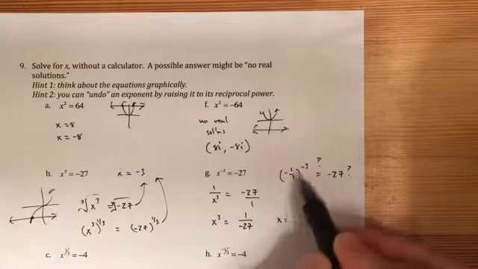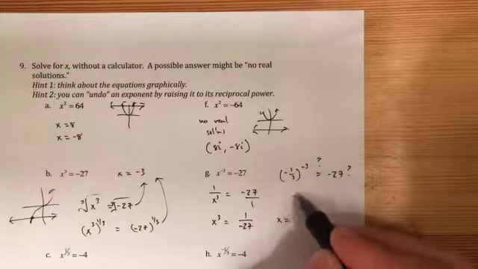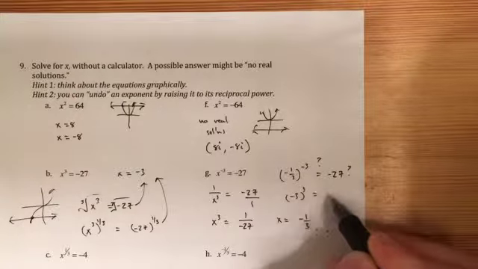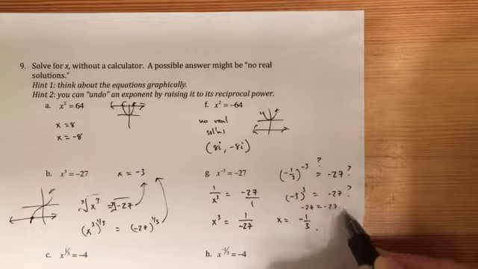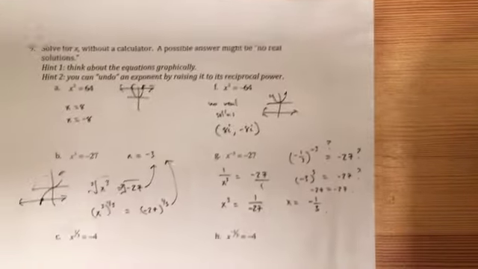Well, remember that a fraction to a negative power is the same as the reciprocal to the positive power. Sure enough, if I cube negative 3, I get negative 27 equals negative 27. So that should work out. Okay.